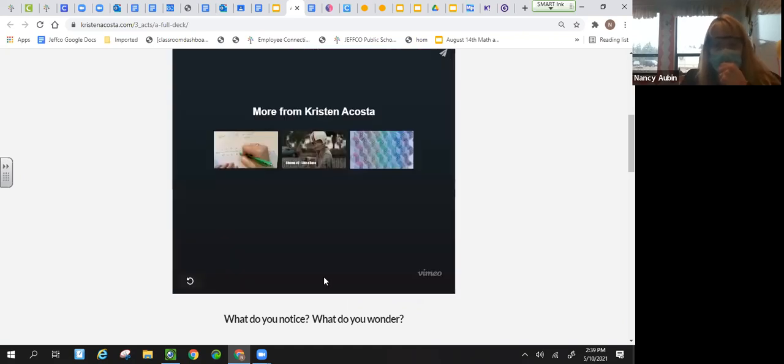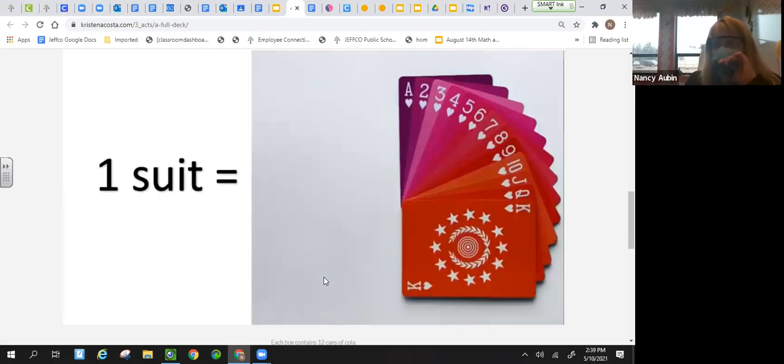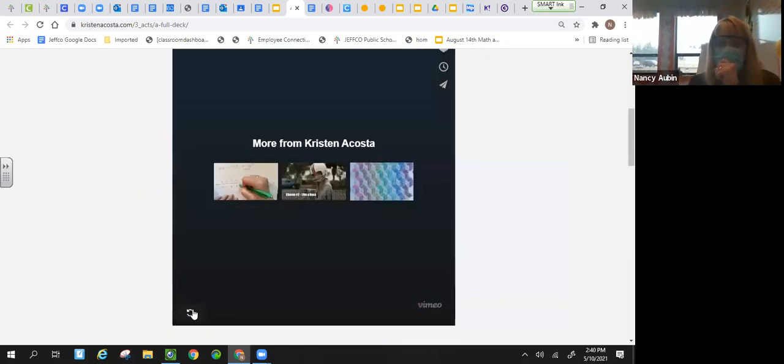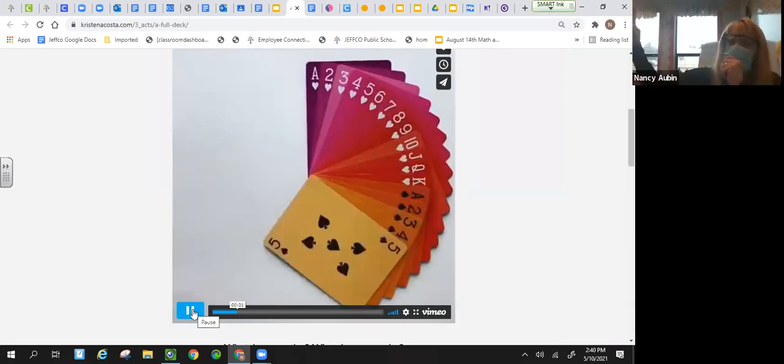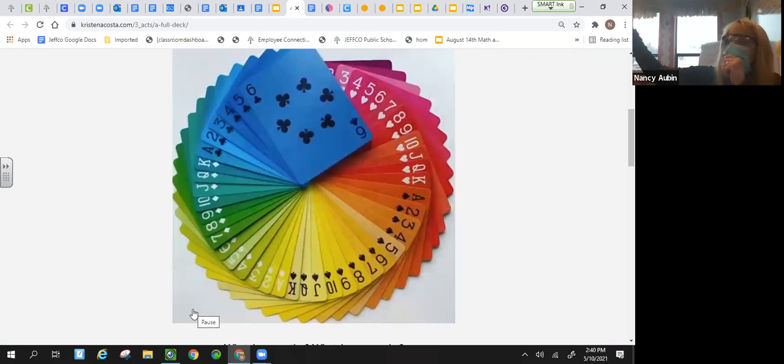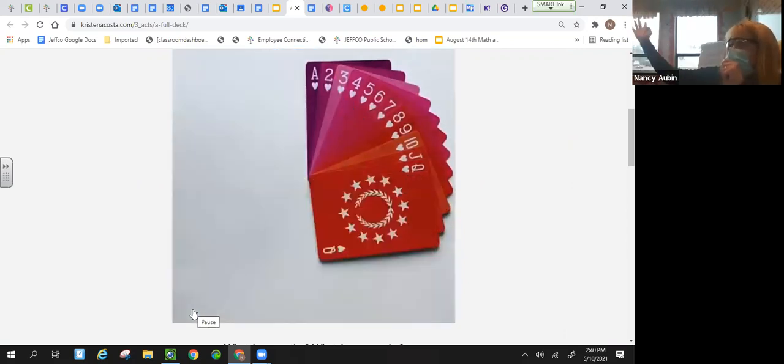Then here's your second act. One of those has this. One suit. Suit being symbol like hearts or clubs. They're equal, yes. One of the questions, kids at home, is does each suit have the same number of cards? The answer is yes. Well, did you look? If you're not sure how many suits are there, watch again. Hearts, spades, diamonds, clubs.